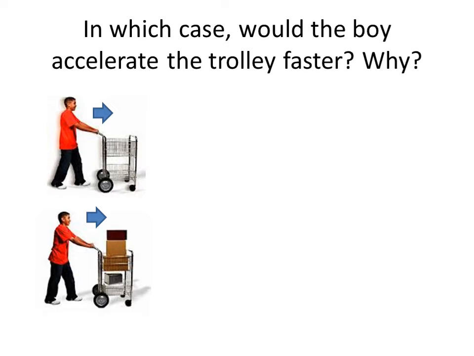In which case would the boy accelerate the trolley faster and why? The one with the empty trolley or the one with the full trolley? Let's try and see, but I want you to look first at the arrows. Both arrows are identical. It means that this boy is going to push this trolley with exactly the same force. Got it? So the force here is the same. So he will try to push it, the first one.